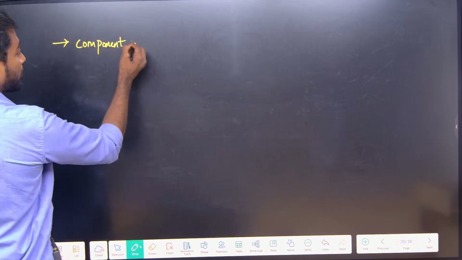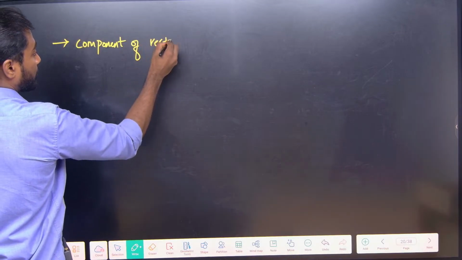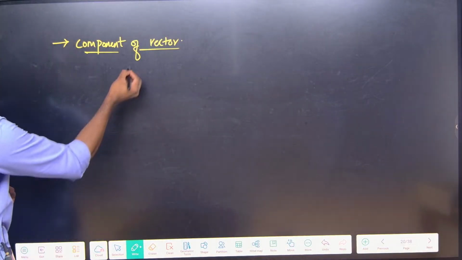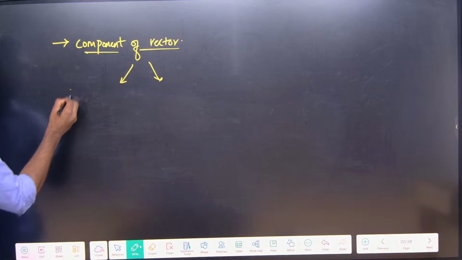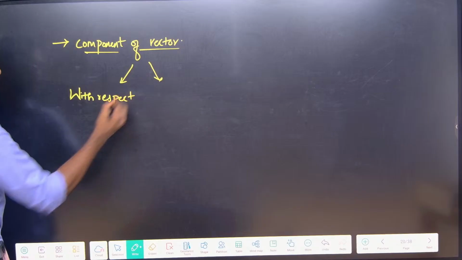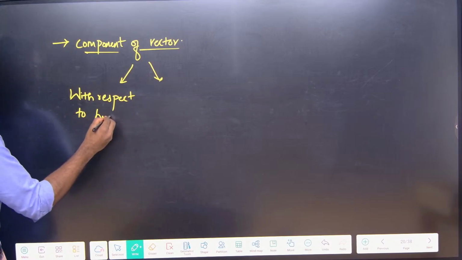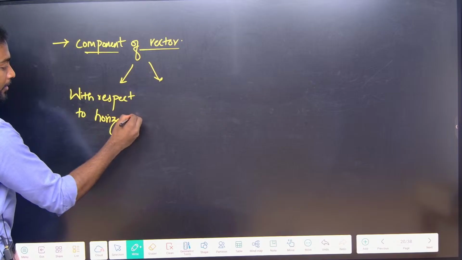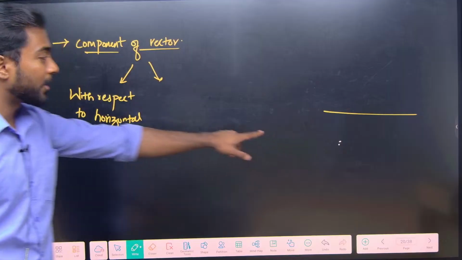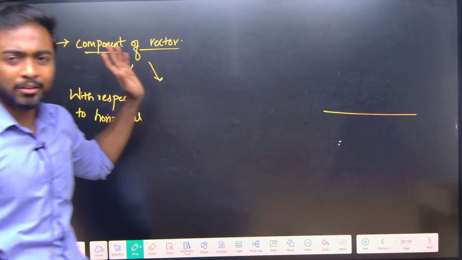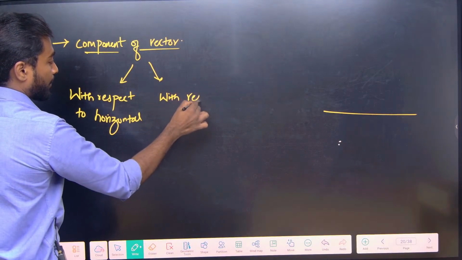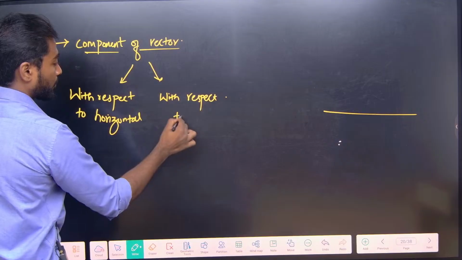Component of a vector. In this, two things we will talk about: with respect to horizontal, I am respecting the horizontal line, which means I am just ignoring the vertical. The next one is with respect to vertical.